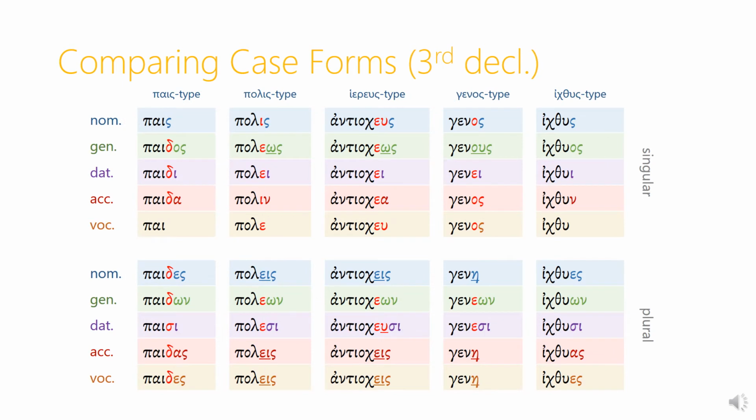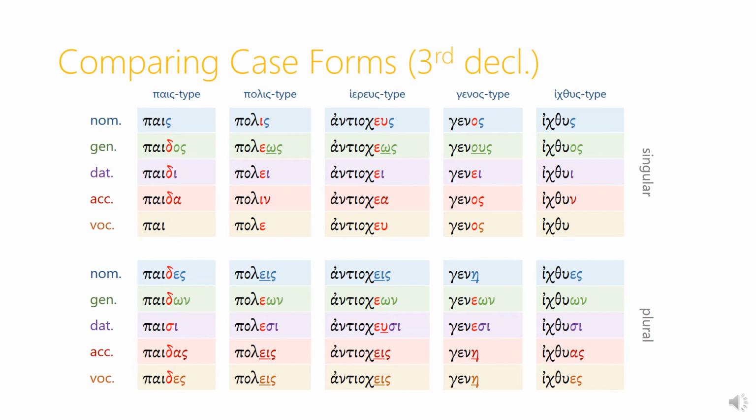With the pais type, remember again that the sigma drops off and is replaced by a delta, a different consonant, at the end of the real stem. So we have in the nominative pais, in the genitive paidos, and in the dative paidi. Again, just adding the iota ending onto the real stem. In the plural, though, dative plural is paisi. Again, just like with the tau in pneumata, the delta in paides gets dropped off when it runs into the sigma of the C dative plural ending, because paidsi would be difficult to pronounce.